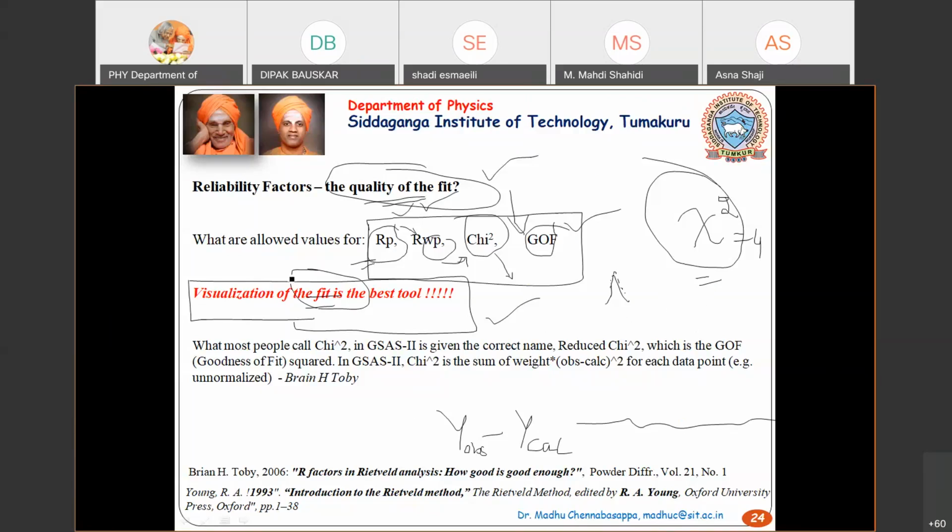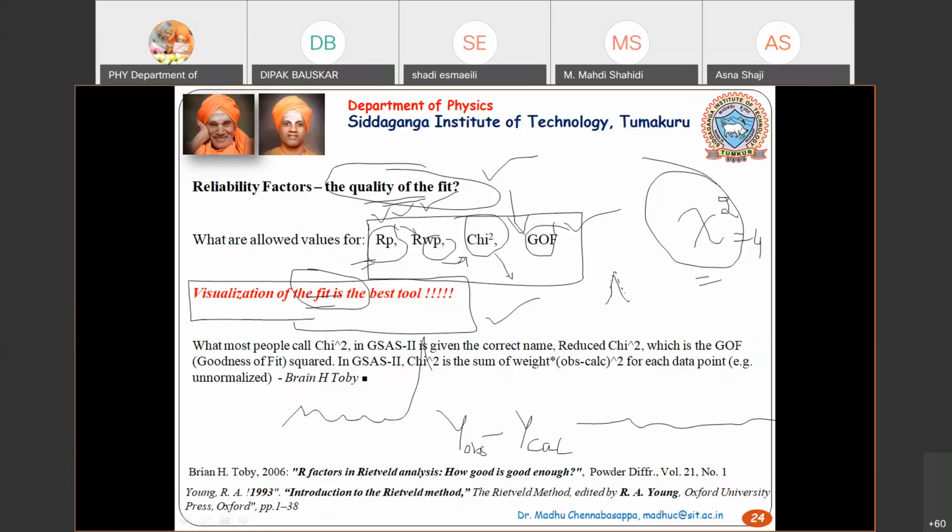Sometimes there will be a lot of scattering from your sample. If you're using a highly fluorescent sample, then you'll have a lot of background, a lot of noise. If you have a lot of noise, then your RP cannot be small. Again, these are some of the reasons why you will not get chi-square less than some value. And if there is a lot of anisotropy in your sample, again your chi-square cannot come down. Those are the reasons for a high value of chi-square.